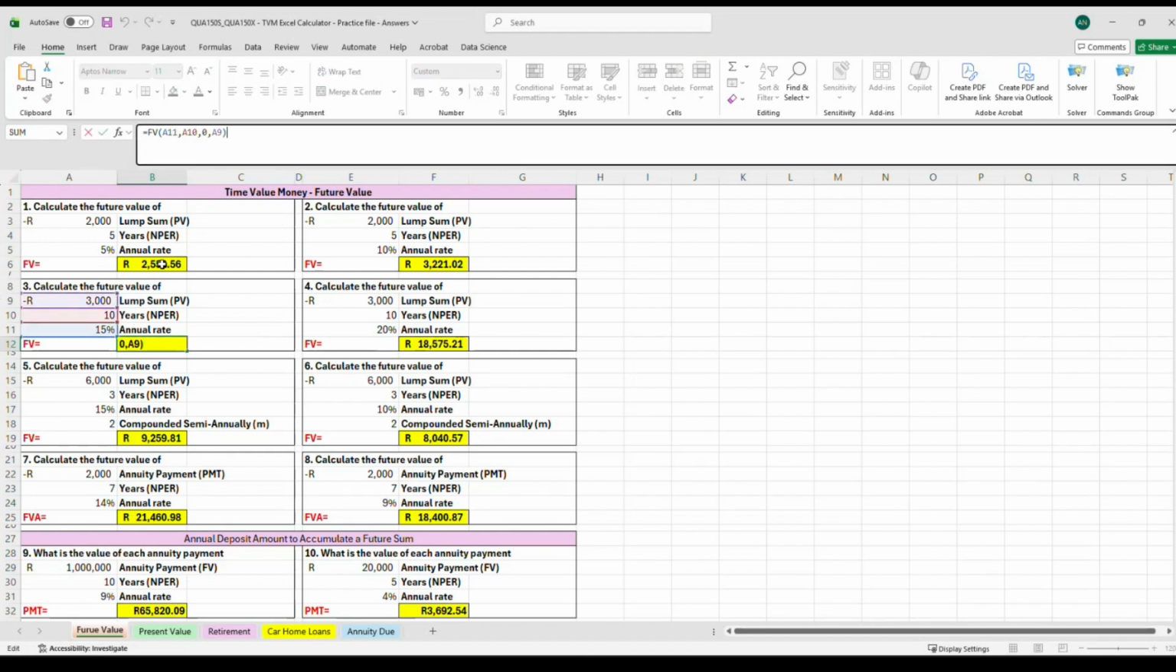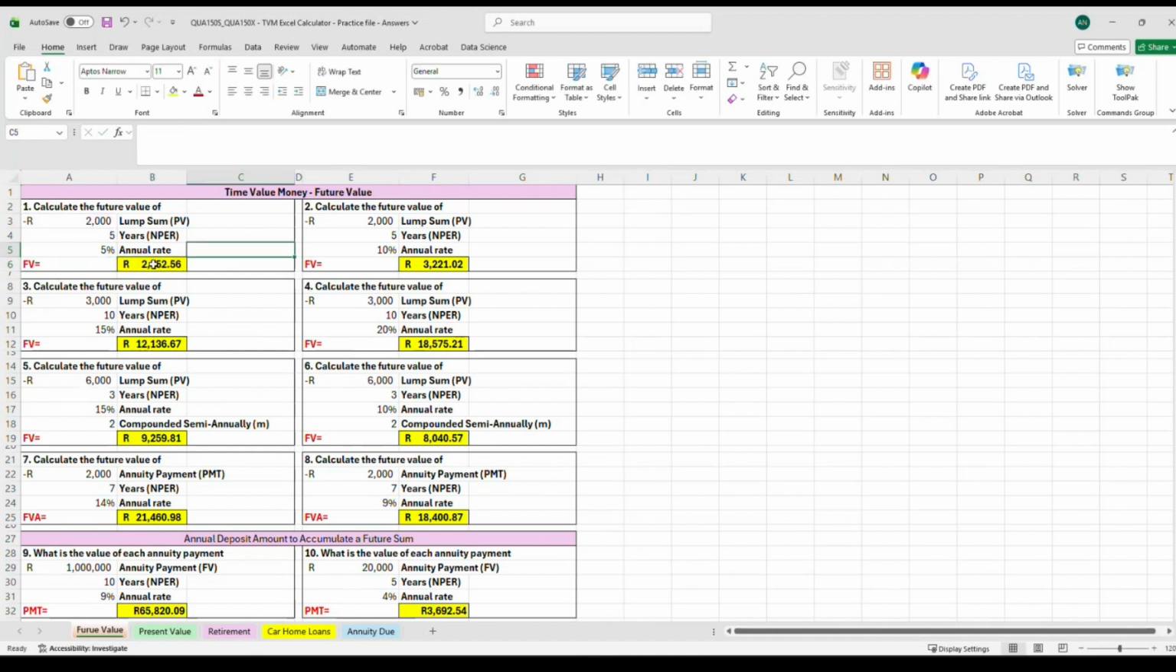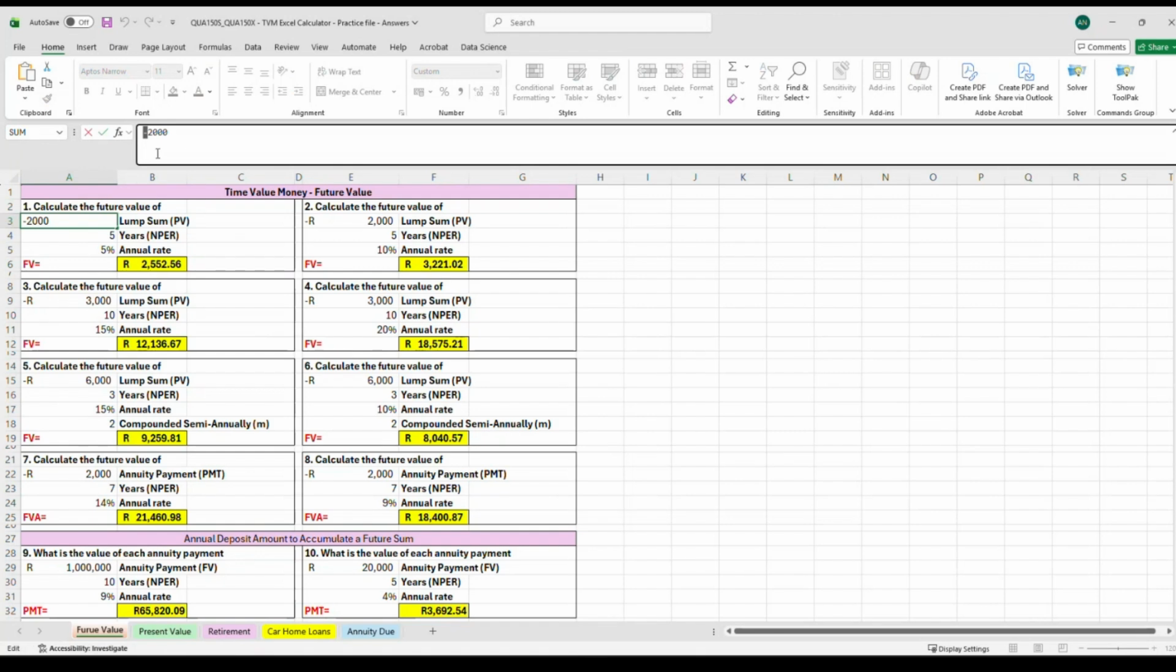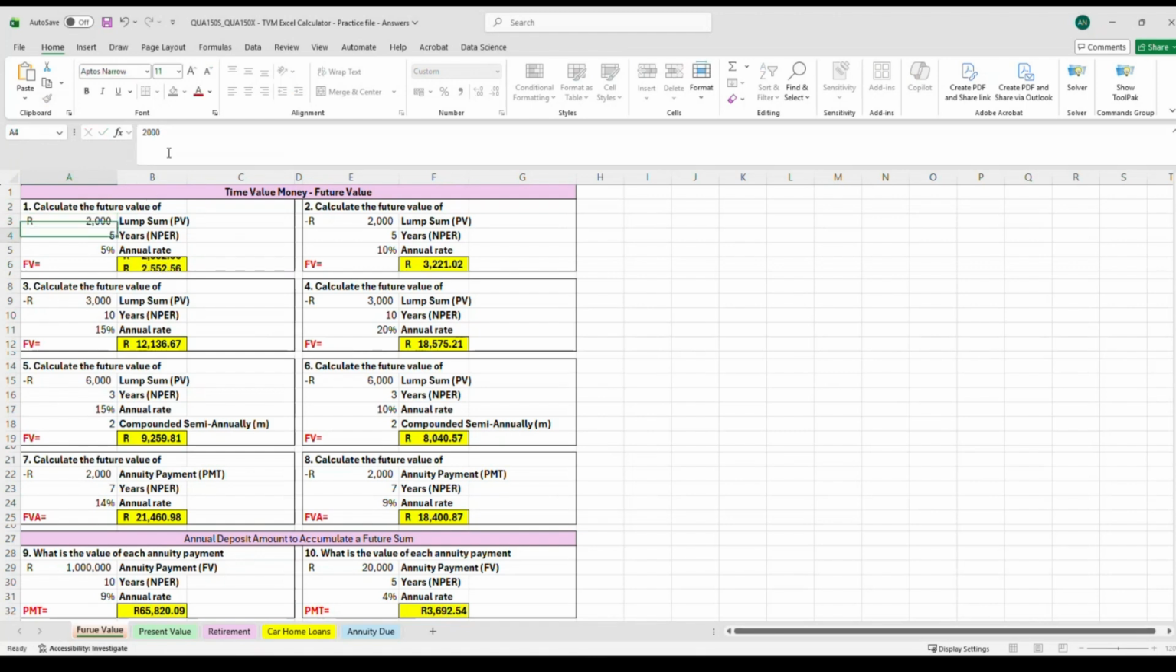But remember the golden rule. You should never have a negative number as your answer. For example, this amount is already showing minus. If we didn't have a minus there, I'm just going to delete that. It was going to show as a negative, but you don't want to have a negative.